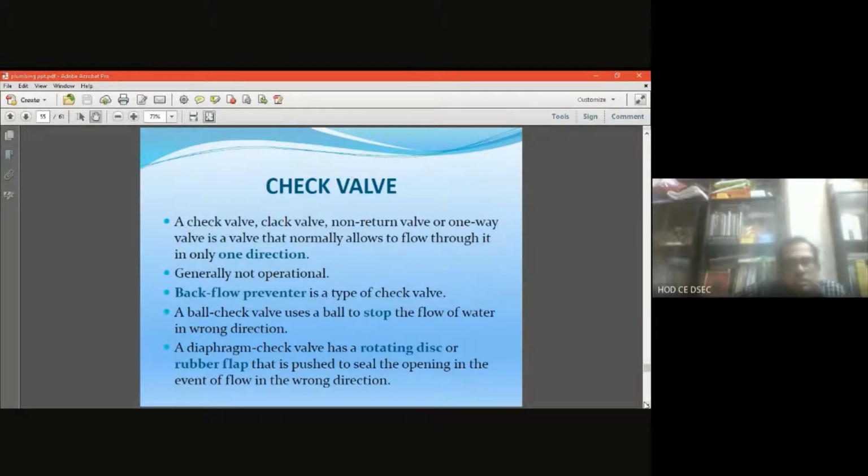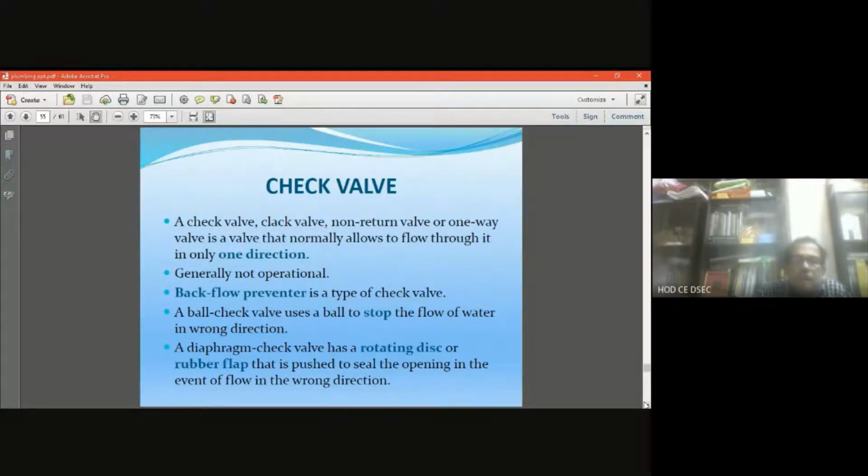This is a very, very important topic for MCQ-based questions in competitive service exams as well as the semester. The check valve is used for flow in one direction, that you have to keep in mind. Generally not operational, a backflow preventer is a type of check valve. Where backflow is to be restricted, the check valve is applicable. The check valve is provided where backflow can be prevented.